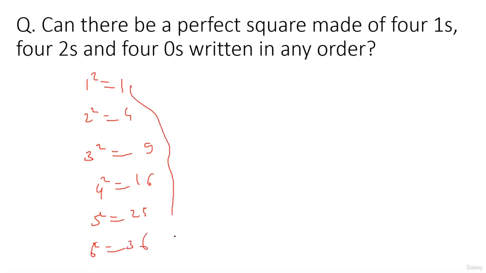So if you observe carefully, the sum of the digits of these perfect squares is either 1, 4, 9 or 7 always. Okay, you can take any perfect square in the world. Okay, add the digits. The sum of the digits will always add up to give you 1, 4, 9 and 7, right? But in this question, the sum of the digits of the perfect square, okay, and that is 4 ones, 4 twos and 4 zeros.